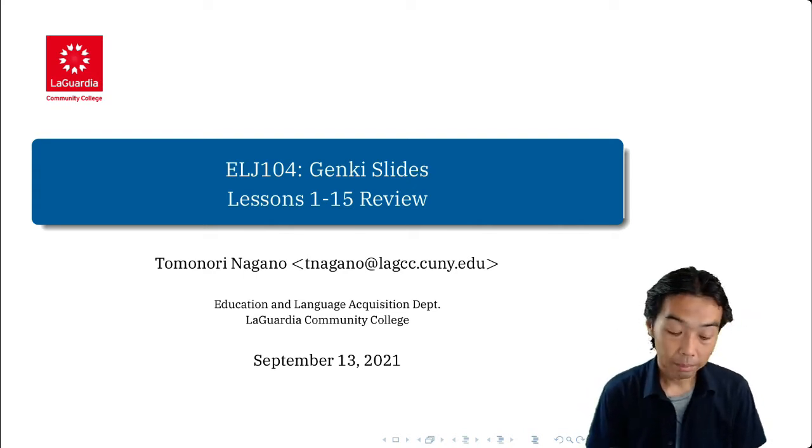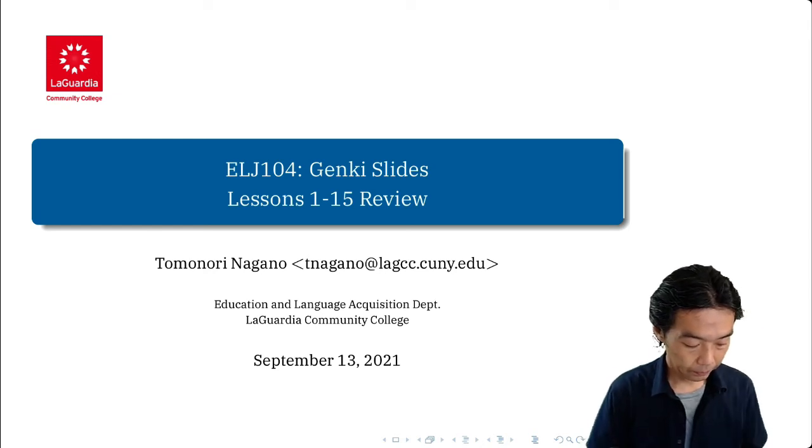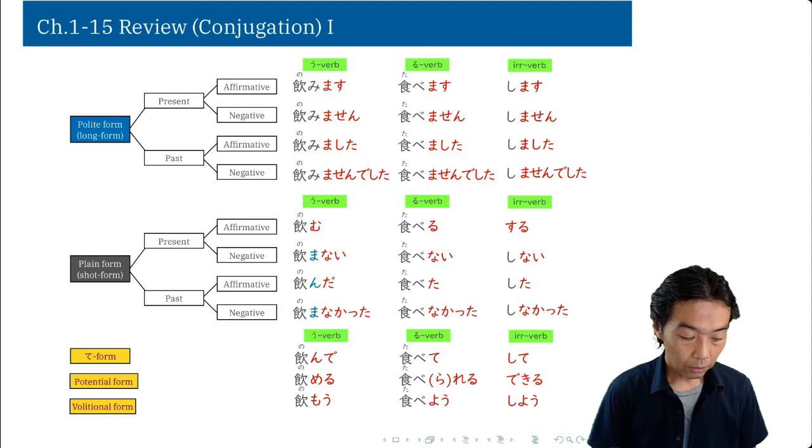Today I'm going to talk about the review of chapters 1 through chapter 15. I'm going to talk only about the conjugations because that's the most important information for the level Japanese 104. So this is the verb conjugation. These are conjugations you have learned so far. I just want to give a quick overview.